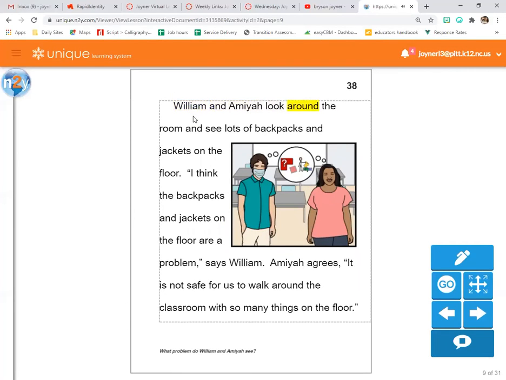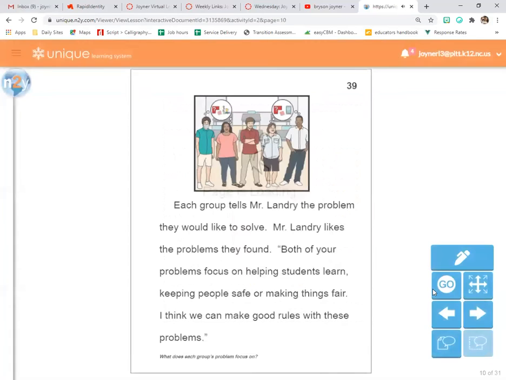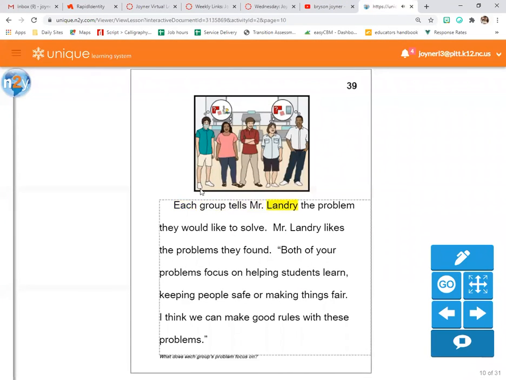William and Amaya look around the room and see lots of backpacks and jackets on the floor. I think the backpacks and jackets on the floor are a problem, says William. Amaya agrees. It is not safe for us to walk around the classroom with so many things on the floor. Each group tells Mr. Landry the problem they would like to solve. Mr. Landry likes the problems they found. Both of your problems focus on helping students learn, keeping people safe or making things fair. I think we can make good rules with these problems.